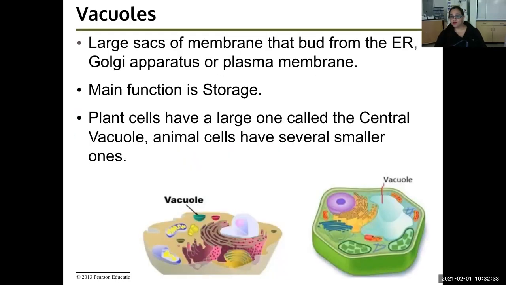Vacuoles are large sacs of membranes that bud from the ER, Golgi apparatus, or plasma membrane. And its main function is storage. It's like a garage. Plant cells have a large one called the central vacuole because they have need of a lot more storage than us. And then animal cells have several smaller ones.